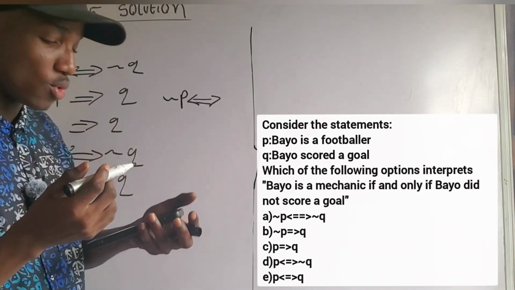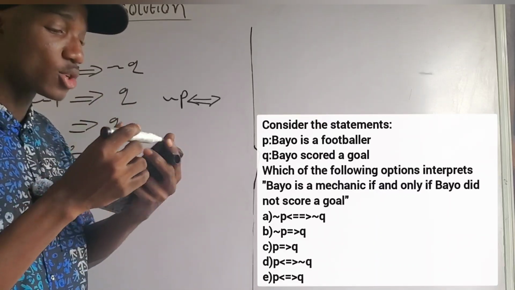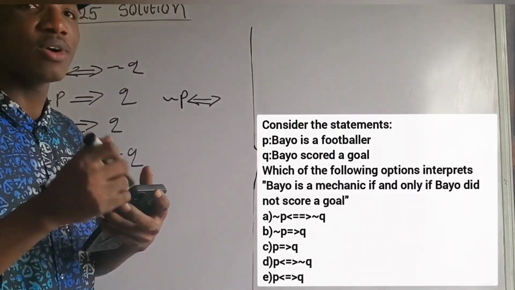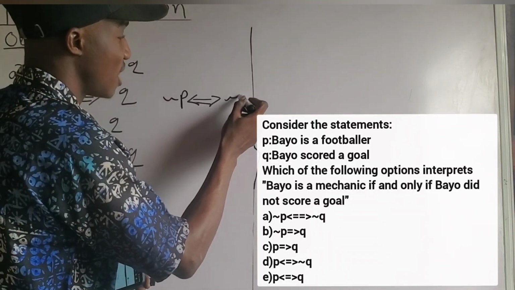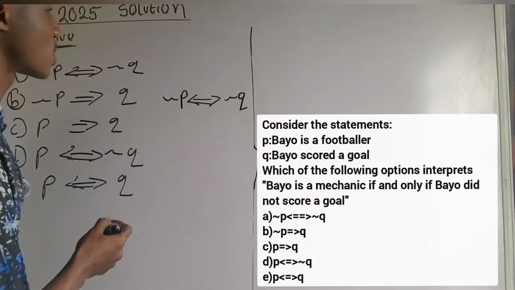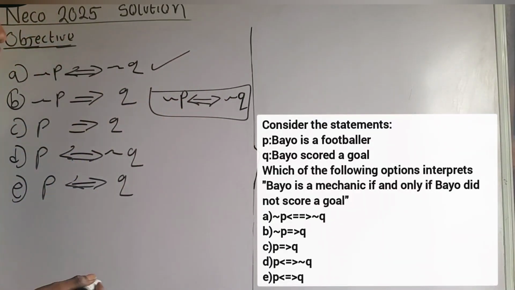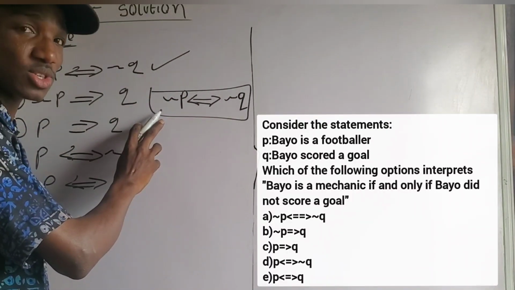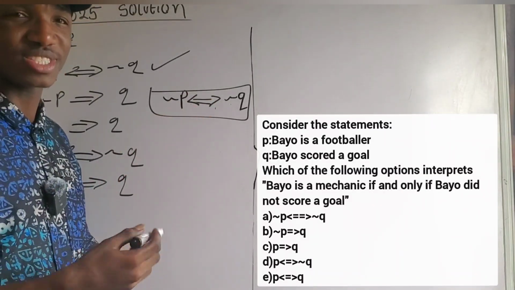If Bayo did not score a goal, that means that we are negating Q, because Q represents Bayo scored a goal. So I'm going to have negation Q. The correct option to that question is option A. Option A is correct. That is, Bayo is a mechanic, Bayo is not a footballer, if and only if Bayo did not score a goal. Do you understand it now?